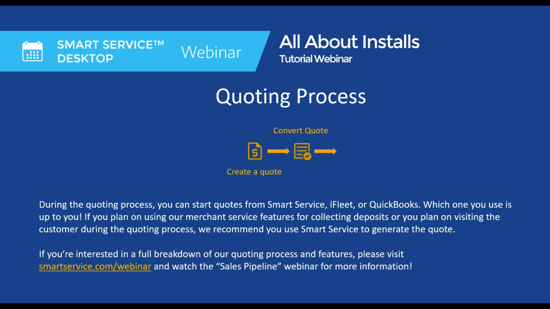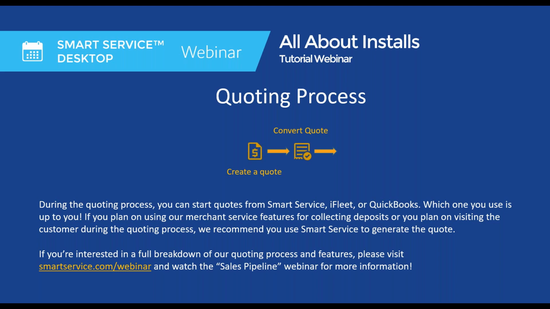Before we continue, one thing I won't be touching on too much today, but I do want you to know, and this is addressed in that webinar I mentioned, is that in the quoting process you can start from Smart Service, iFleet, or QuickBooks. It really depends. I'm going to start from Smart Service if we're taking it from the office. If I go out there to repair something and it's cheaper, better, smarter for you to get a new, more efficient unit than fix your old bus step, whatever it is, we can start this process from iFleet.